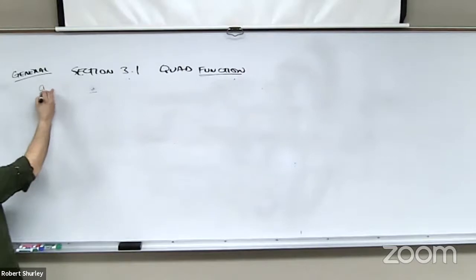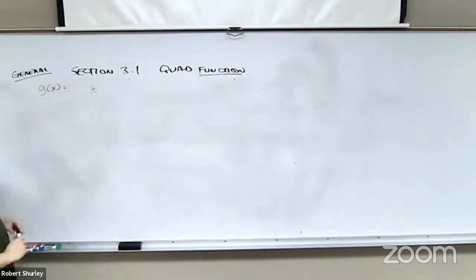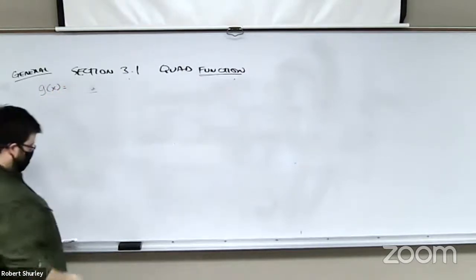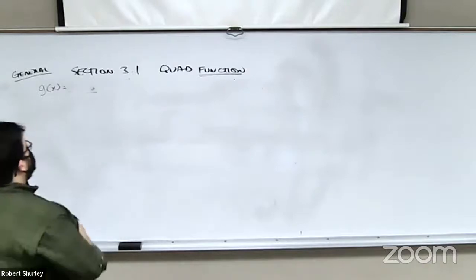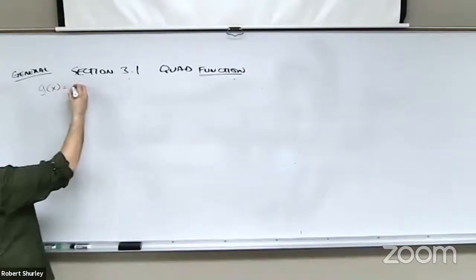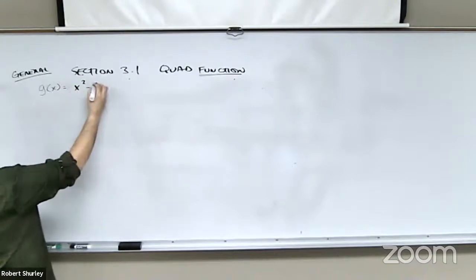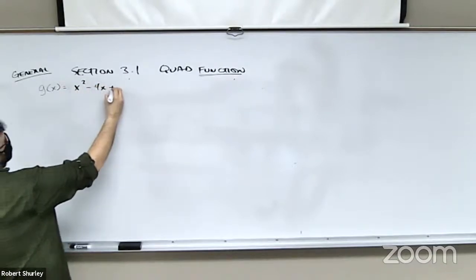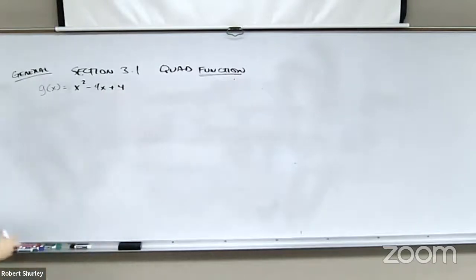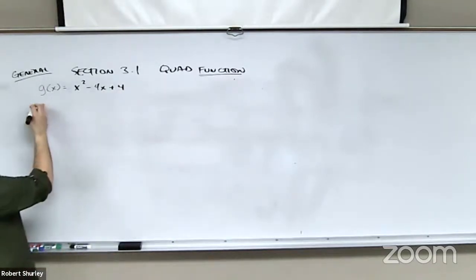Let's say we had a function. Let's call it g of x. A little curveball here. G of x equals x squared minus, let's say, 4x plus 4. Okay. x squared minus 4x plus 4. And we're going to answer the same stuff we've been answering so far.